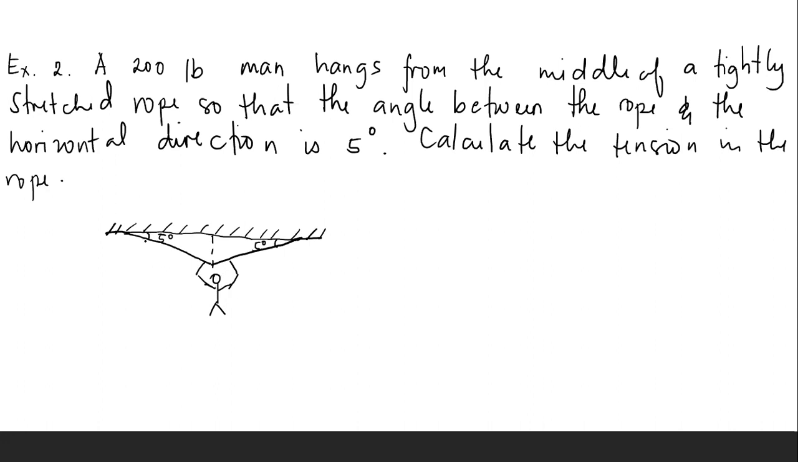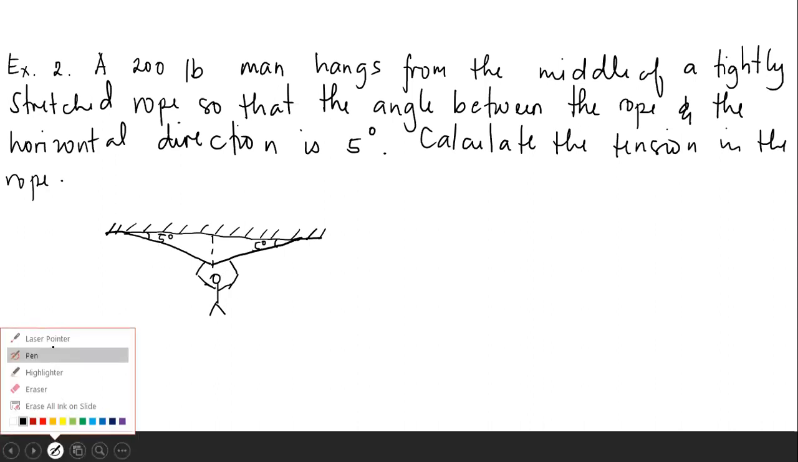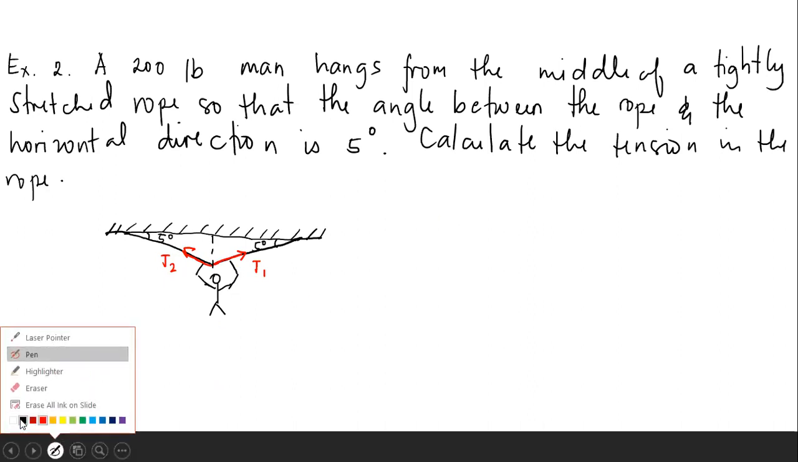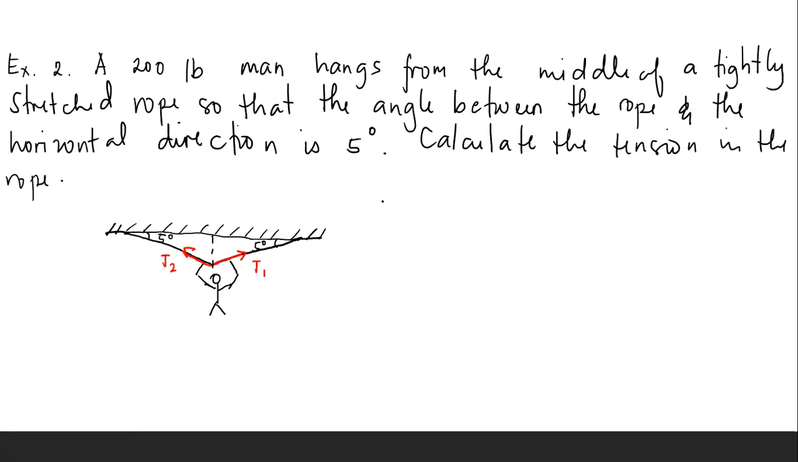Therefore, the tension: you have the tension here. Let this one be your T1. Here you have your T2. That is the tension in the rope. Okay, for the free body diagram, this one is the free body diagram.